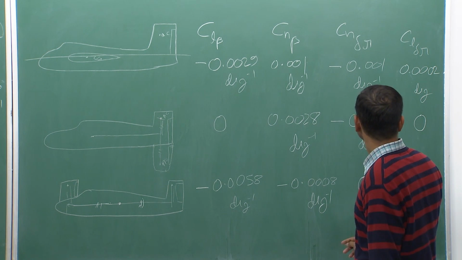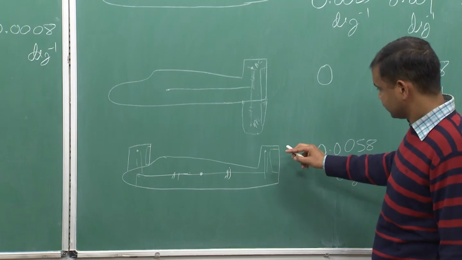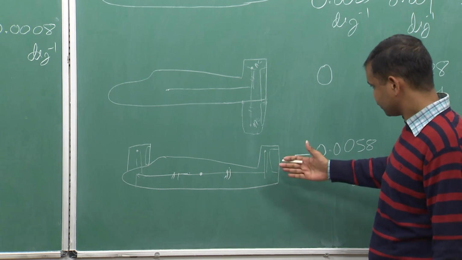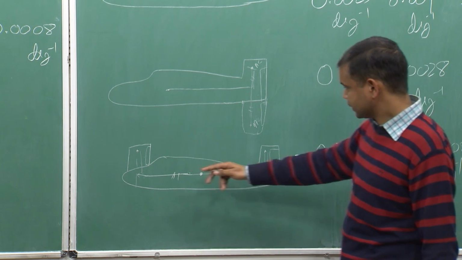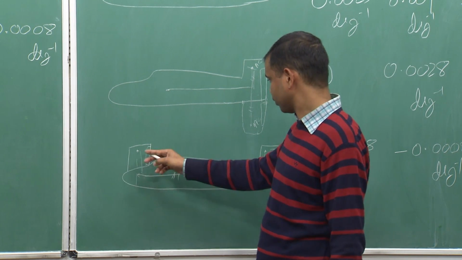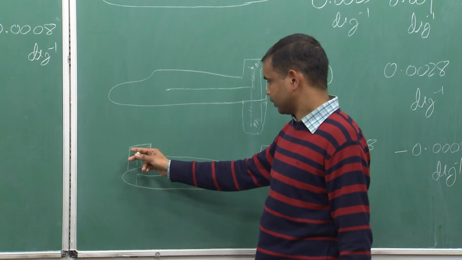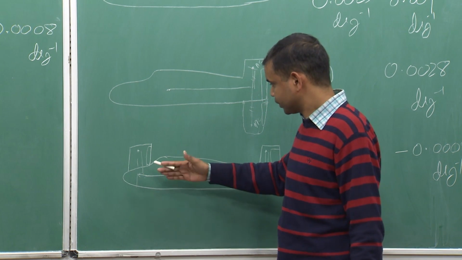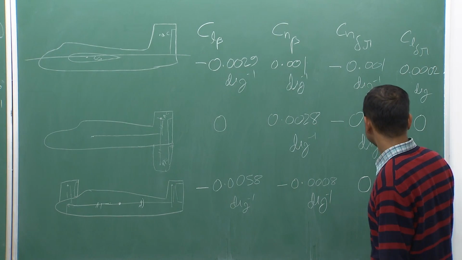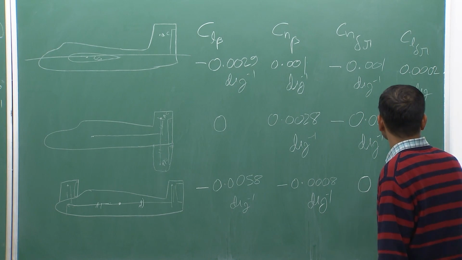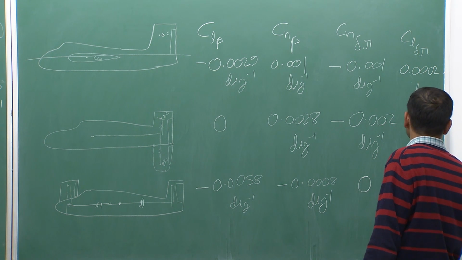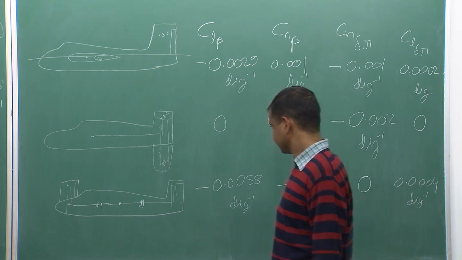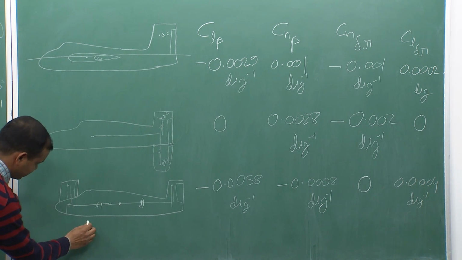Now, what will be the Cl delta r? For the positive deflection, this surface has a tendency for the positive roll, and this also will have a tendency of the positive roll. For the positive deflection, the force applied here will be inward, and this will try a positive roll, and this will become 0.0004 per degree.